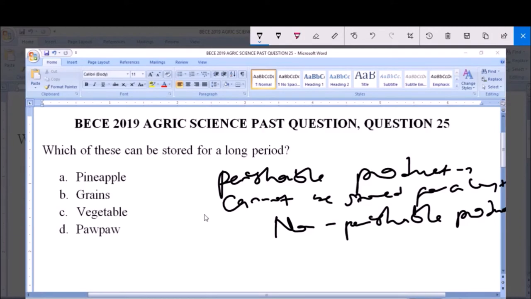They spoil over time. And perishable products include the fruits. Most fruits cannot be stored for a very long time. Fruits like the mangoes, all these are perishable fruits. The cashew.